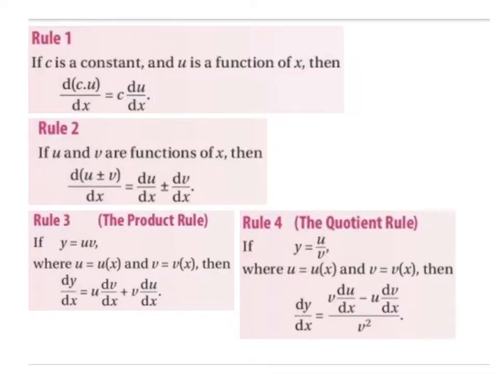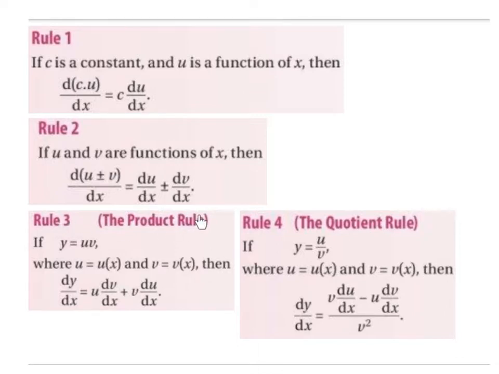Rule number 1: if c is a constant and u is a function of x, then d(c times u)/dx is equal to c times du/dx. So you bring the constant out in front and differentiate the u. Rule 2: if u and v are functions of x, then d(u plus or minus v)/dx is equal to du/dx plus or minus dv/dx. So basically you just differentiate separately.